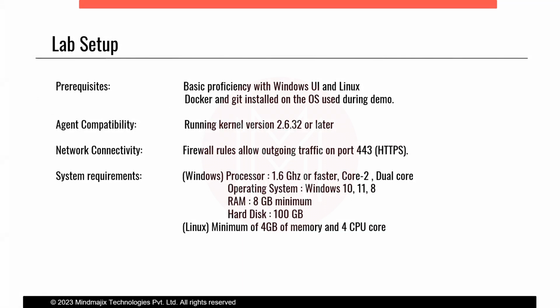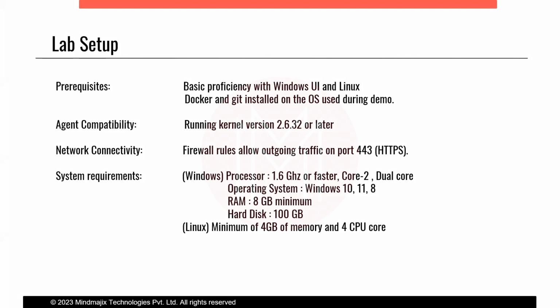To follow along with this course, we need to go over a set of prerequisites and system requirements for the lab. You'll need basic proficiency with Windows and the Windows UI, and Linux, as well as Docker and Git installed in the operating system you'll be using. In addition, it is important to note that the Dynatrace OneAgent requires the running kernel of 2.6.32 or later and network connectivity with firewall rules allowing outgoing connections or traffic on port 443.